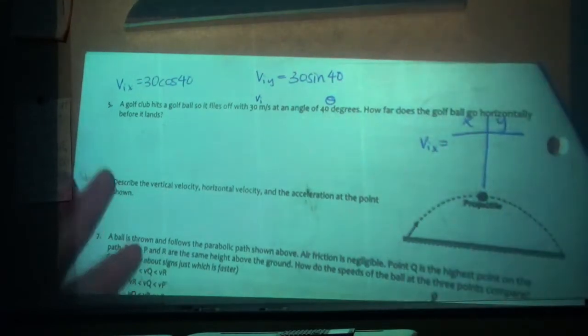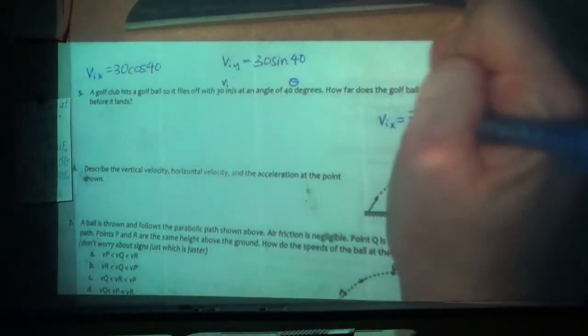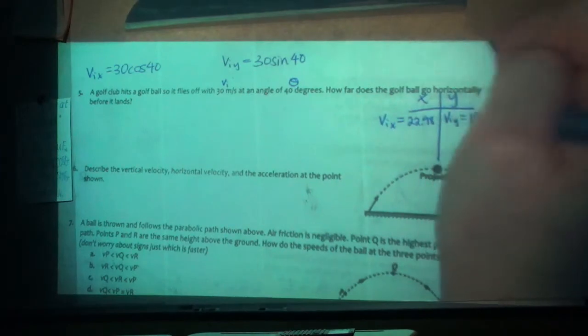A golf club hits a ball so that, oh, it's the same one, right? 30 meters per second. No, never mind. So we're going to have to find our VIX and VIY again. 30 meters per second is VI. 40 is our angle. So we have 30 times cosine of 40, and VIY is 30 times sine of 40. Plug those into your calculator, and that gives me an initial x velocity of 22.98. And VIY, I got 19.28.